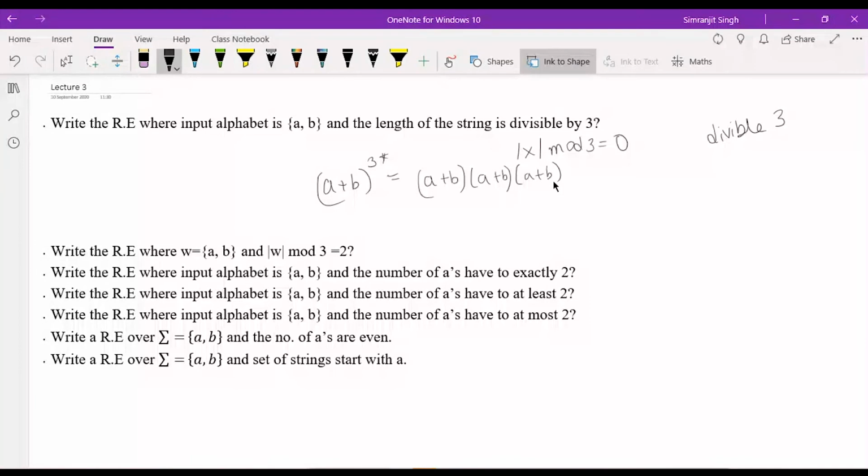Okay, so if you clearly see, this whole thing will be in a bracket over these three, and after that it is raised to power star. So you can also write it like this, or you can write it like this: (a plus b) raised to power 3, raised to power star. Okay, so 3 raised to power star, if you solve it, is just 3 star. It is one and the same thing.